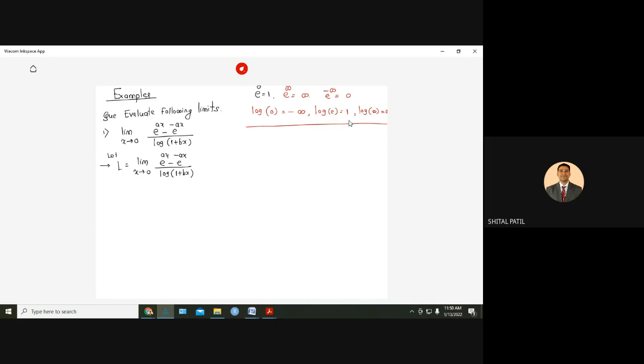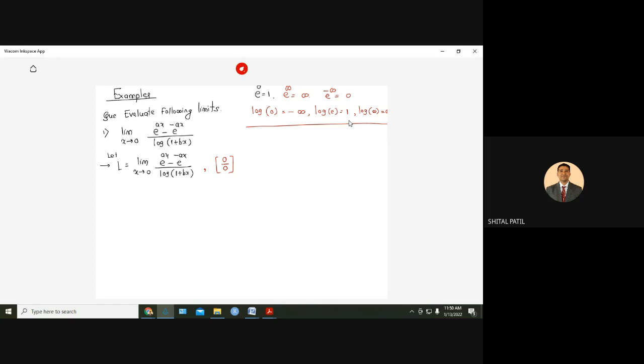Okay, great. Substitute e raised to x equal to 0. e raised to 0 is 1, minus e raised to 0 is 1, so 1 minus 1 is 0. Then, substitute x equal to 0 in the denominator: log of 1 plus 0, which is log of 1, and log of 1 is 0. So it is 0 by 0 form. Writing 0 by 0 is only sufficient.